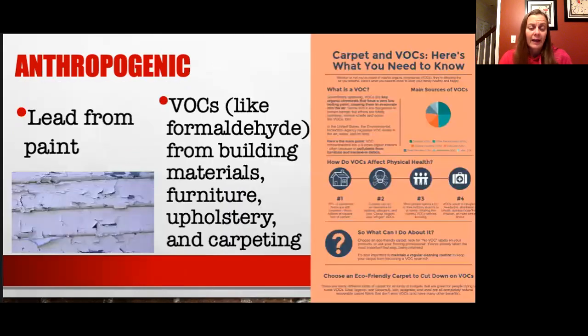We talked about lead already. Lead can be in paint, or more commonly, we have VOCs like formaldehyde from building materials, furniture, upholstery, and carpeting. A lot of the time, especially when you purchase new products, they'll have a scent to them, and that tells you that there are VOCs coming off of that new product.